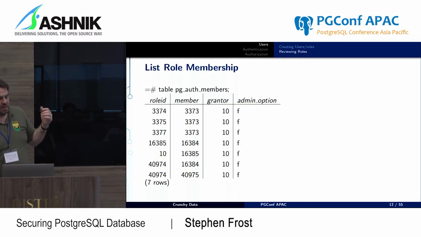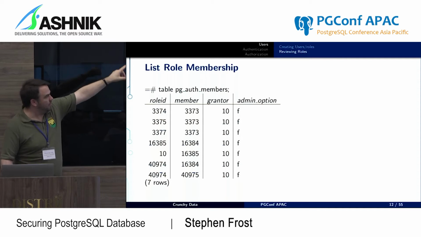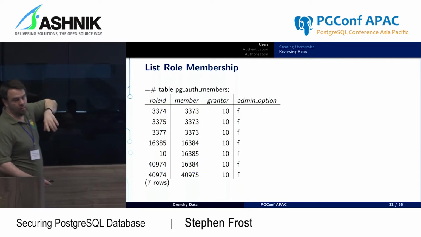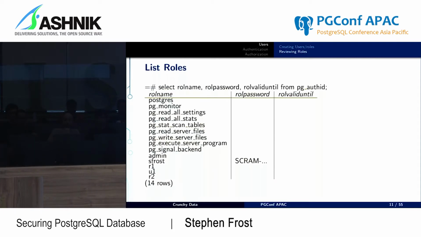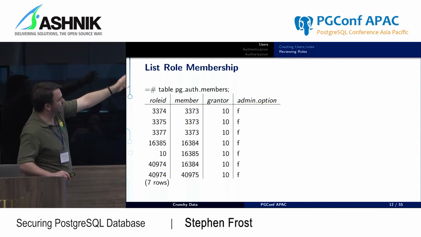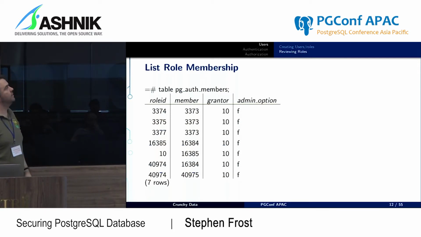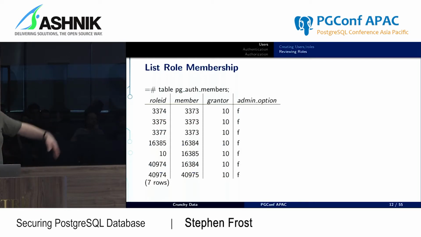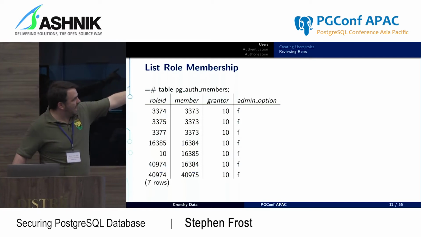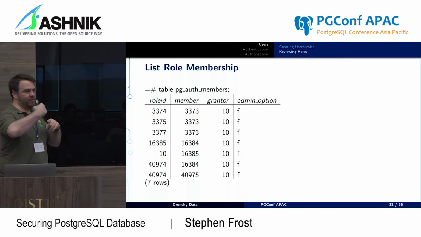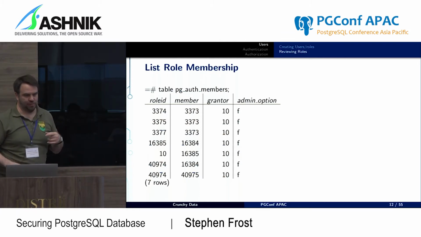So basically, you have a role ID and then they're a member of something, right? And these two columns are OID columns. The OID is something that I probably should have shown here. You can select the OID out of PG auth ID. And this is going to be like role 3374 is a member of role 3373. And that membership was granted by role 10, which you can probably guess is the superuser. And then admin option here specifies whether or not that role is allowed to then grant that role to some other role. That's what the admin option is all about.